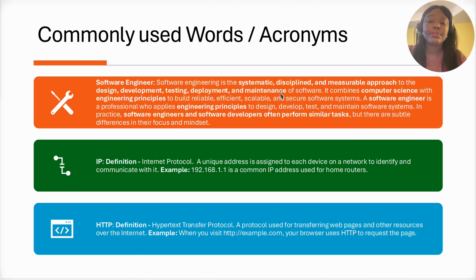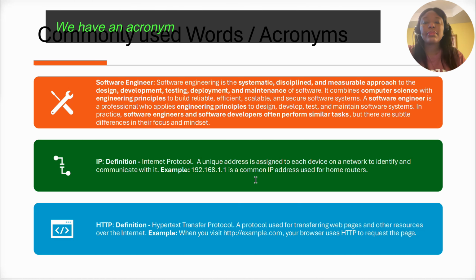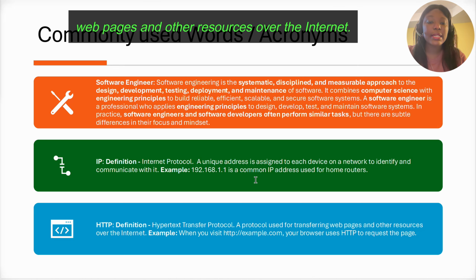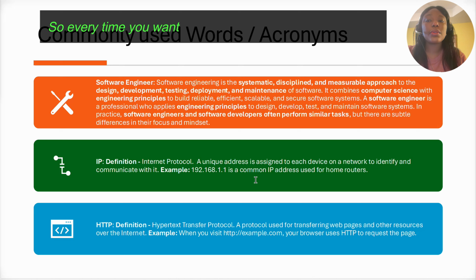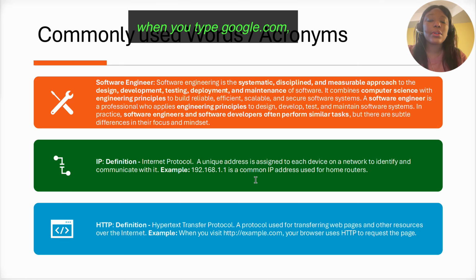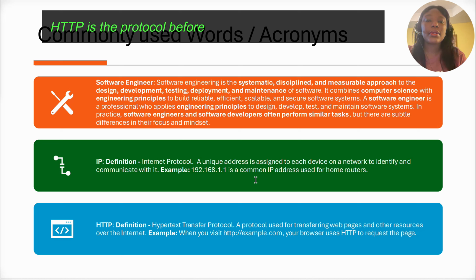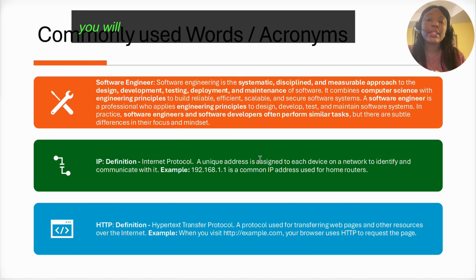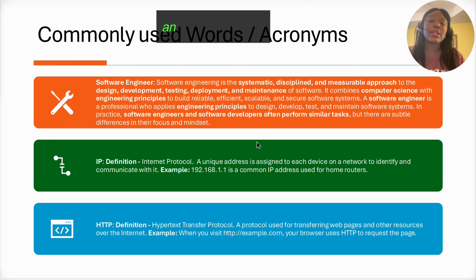We have an acronym HTTP, which stands for Hypertext Transfer Protocol, and it is used to transfer web pages and other resources over the internet. So every time you want to do a Google search, for instance, when you type google.com, HTTP is the protocol before you find http google.com. But HTTP is not secured, and with modern browsers now, what you'll find is a security warning that there is no encryption, or you're attempting to connect to an unsecured site.